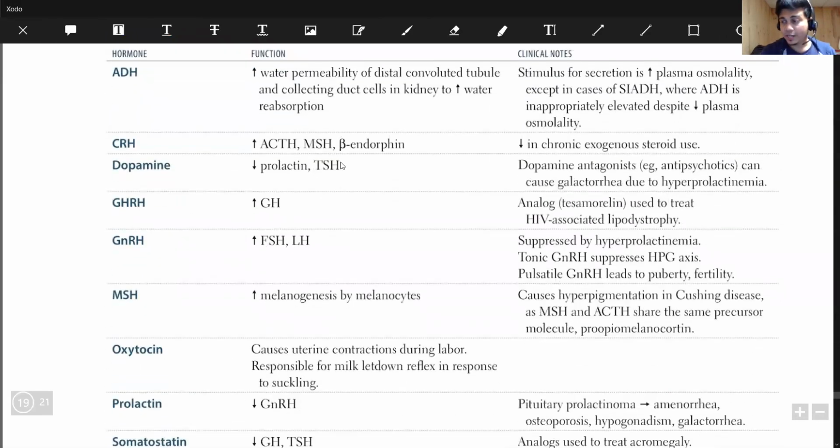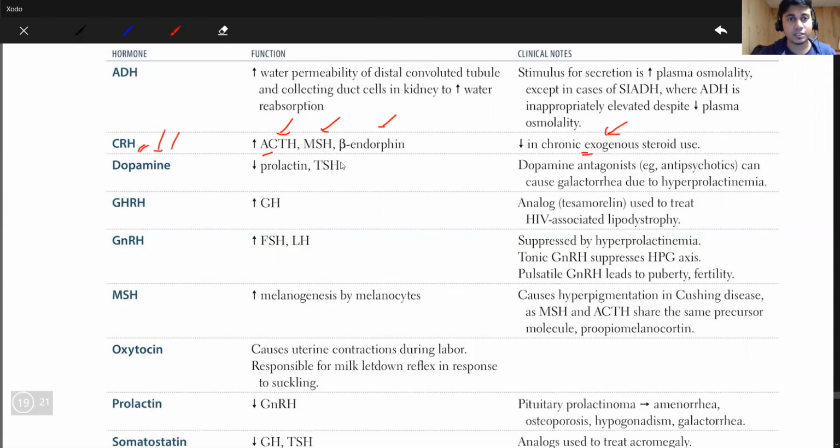CRH, the corticotropin releasing hormone, released from the hypothalamus, works on the anterior pituitary to release these hormones: ACTH, MSH, beta endorphin. And when there is exogenous steroid use, this CRH decreases. Why? Because CRH stimulates the anterior pituitary to release ACTH. ACTH goes to the adrenal gland to produce the steroid hormones.